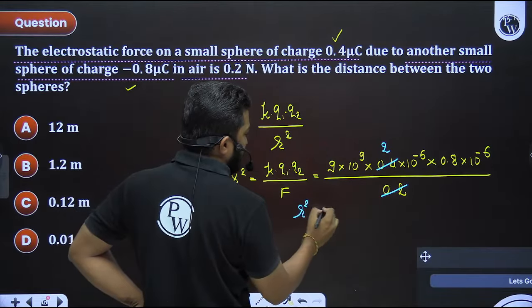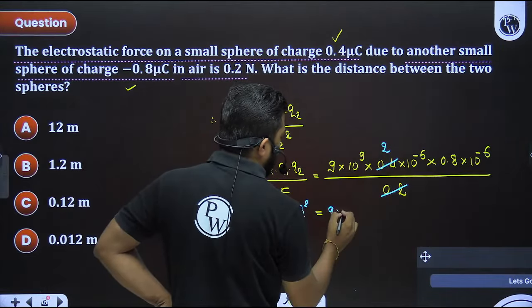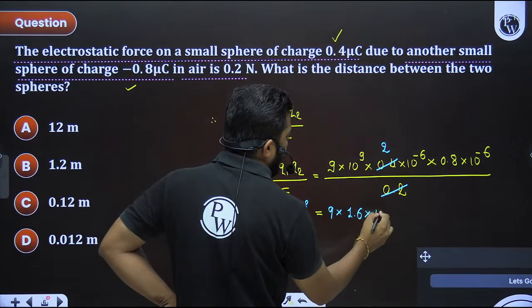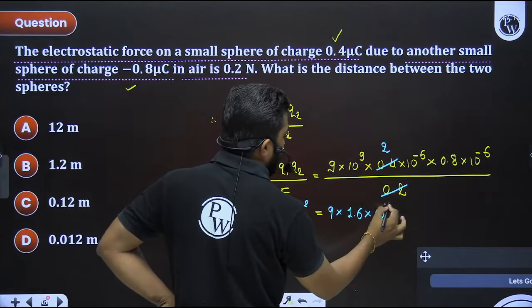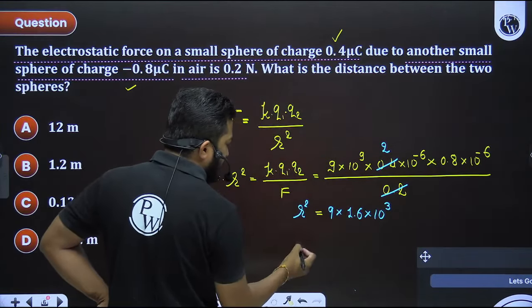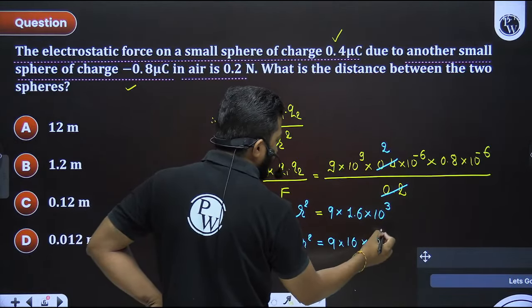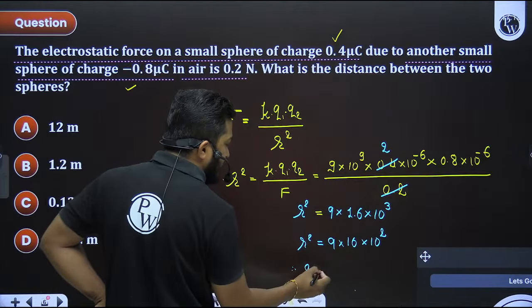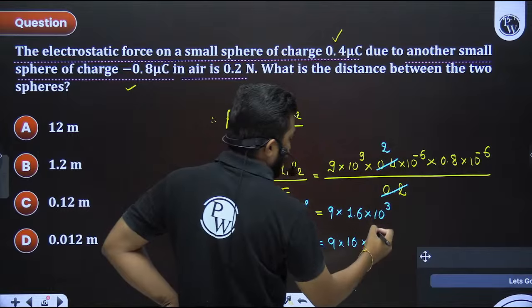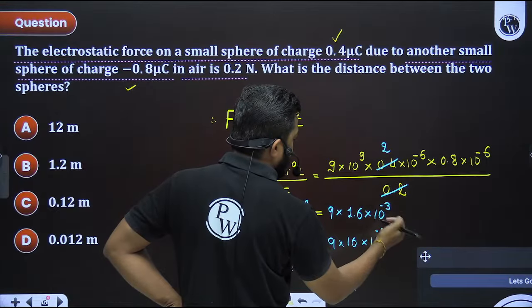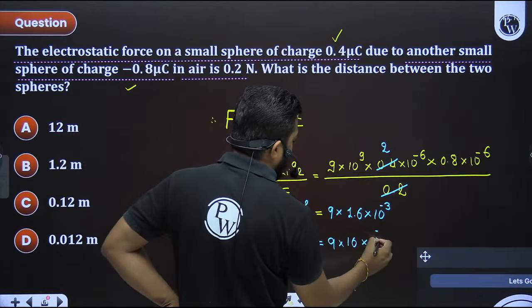So I can say r square is equal to 9. 2 multiplied by 0.8 becomes 1.6 into 10 raised to, going to be plus 3. So just give a 1, 10 to 16. So r square is equal to 9 into 16 into 10 raised to 2. So finally, r is equal to, okay, sorry, it is minus 2, minus 2, minus 3, minus 3, so minus 4. Sorry, 10 raised to minus 4.